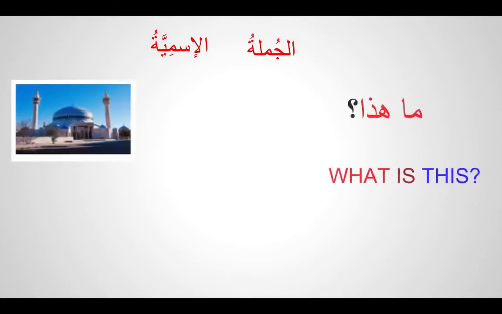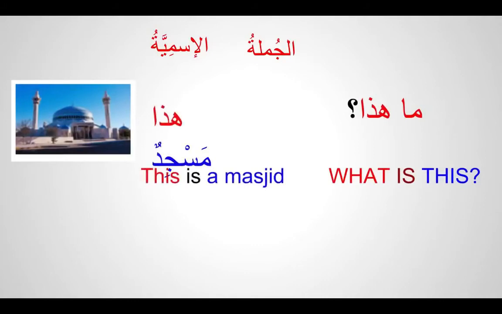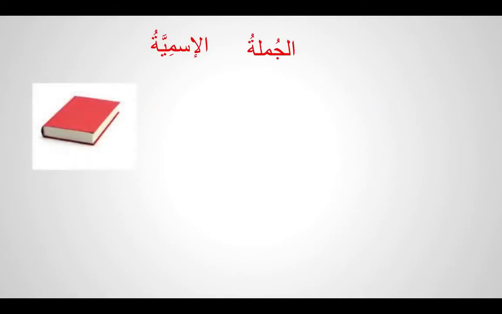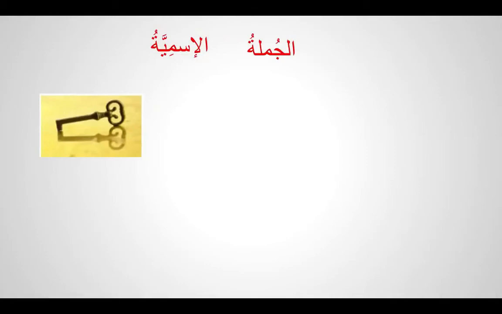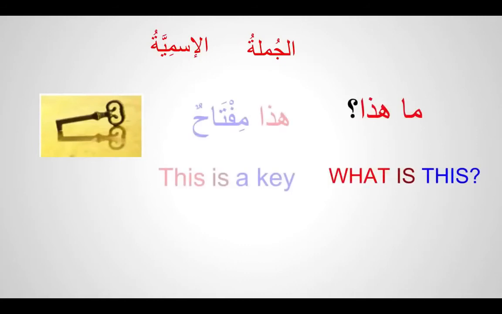Ma hadha. What is this? Say hadha masjidun. This is a masjid. So if you can make a question, how do we say? Ma hadha. Hadha kitabun. So you got a question and you got an answer for this. So again, how do we ask a question? Just put ma hadha. What is this? Hadha miftahun. So this is a simple way of asking a question about any objects or animals.